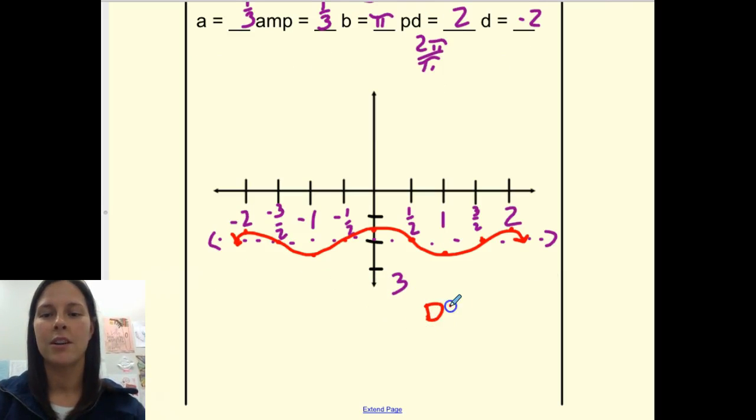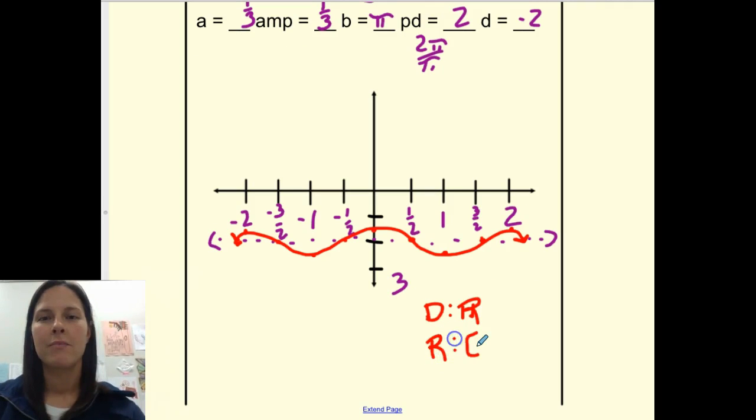Domain, of course, is all real numbers. Range. We are 1/3 below -2, so we're at -2 and 1/3. And then we are 1/3 above -2, which is -1 and 2/3.